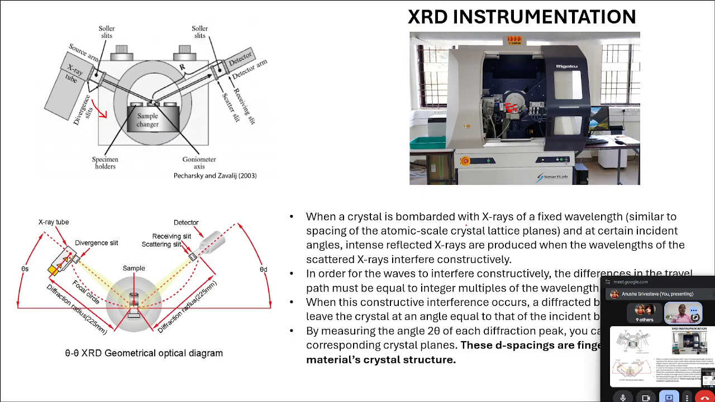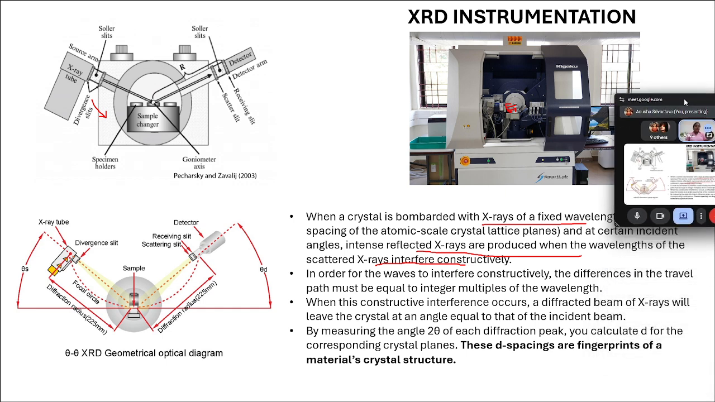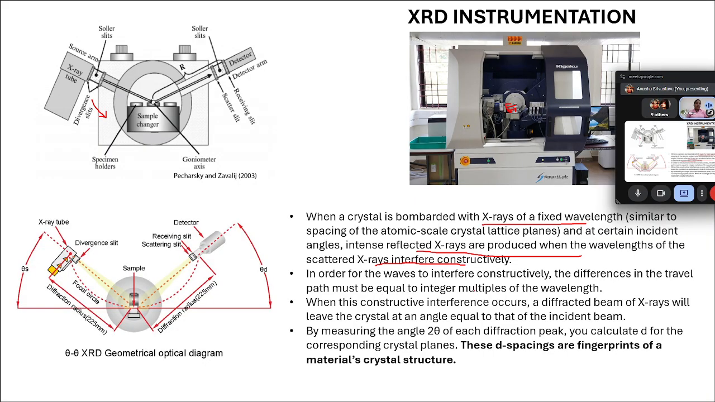So when a crystal is bombarded with X-rays of a fixed wavelength and at certain incident angles, intense reflected X-rays are produced when the wavelengths of the scattered X-rays interfere constructively. In order for the waves to interfere constructively, the difference in the travel path must be equal to an integer multiple of the wavelength. We have studied this, that is governed by Bragg's law. So by measuring the angle 2 theta of each diffraction peak, you can calculate d for the corresponding crystals.